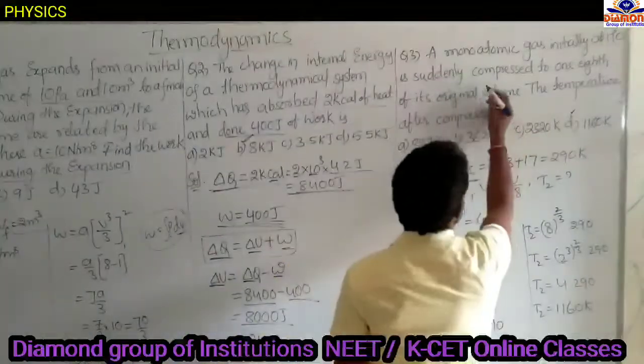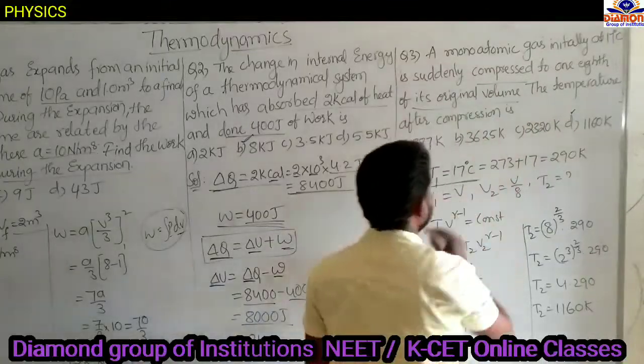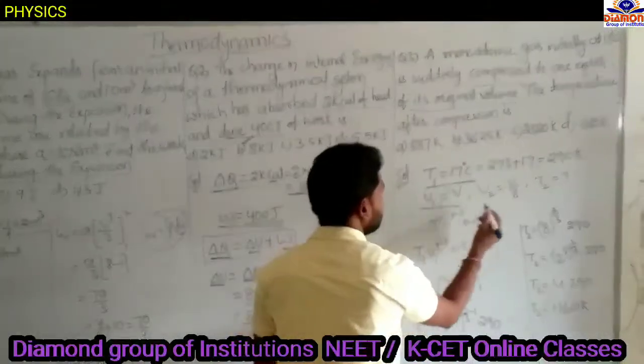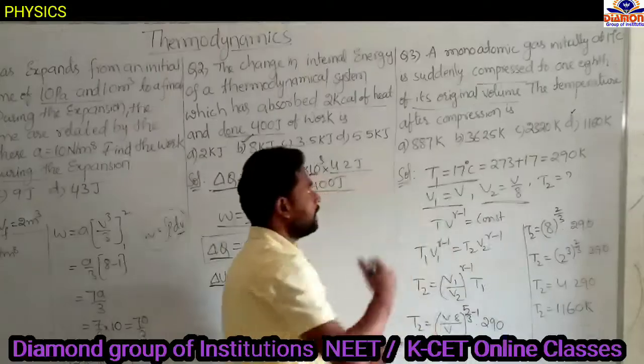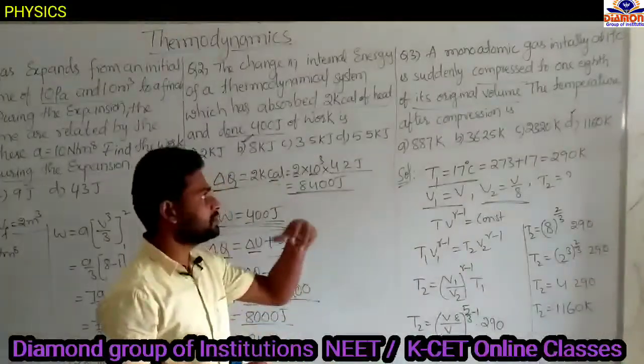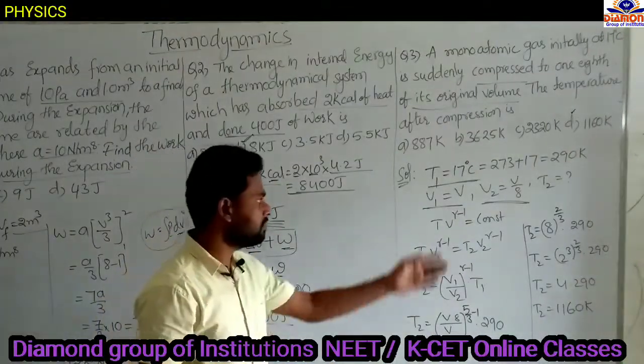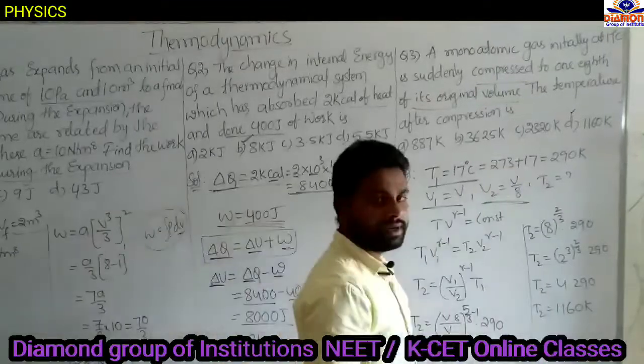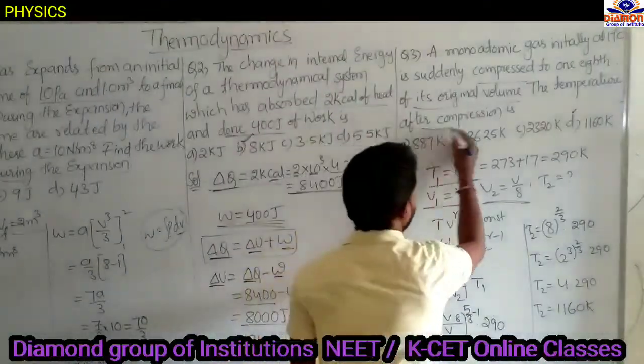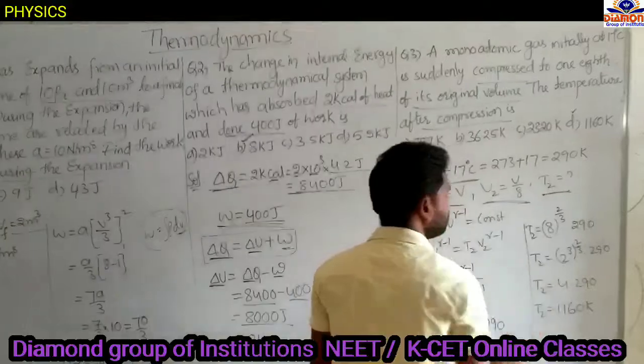To 1/8 of its original volume. That means if the original volume is V, then the final volume is V by 8. Suddenly compressed to 1/8 of its original volume. Original volume is V, then final volume is V by 8. So what is the temperature after the compression?